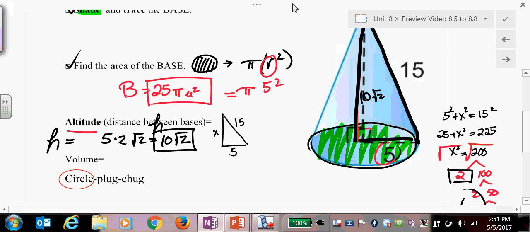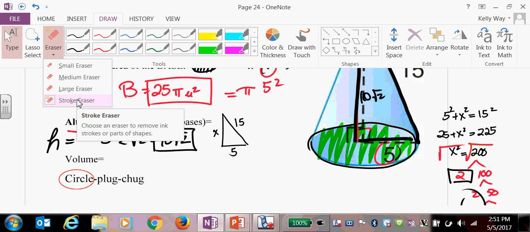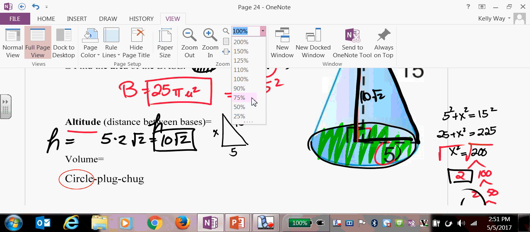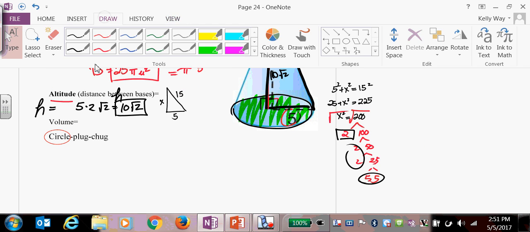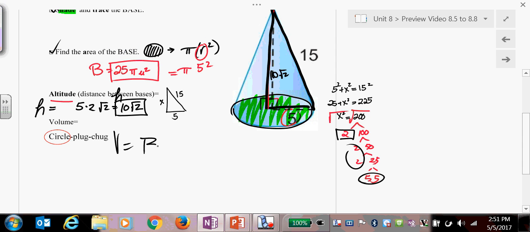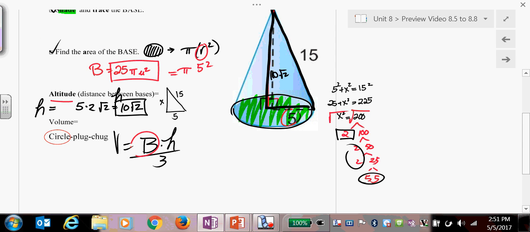This is a cone. So volume is 3 dimensions. Therefore, the fraction of a prism to a pyramid is 1/3. So we come down here, and our volume equals capital B times height over 3. Circle, plug, chug. Base, base, height, height.